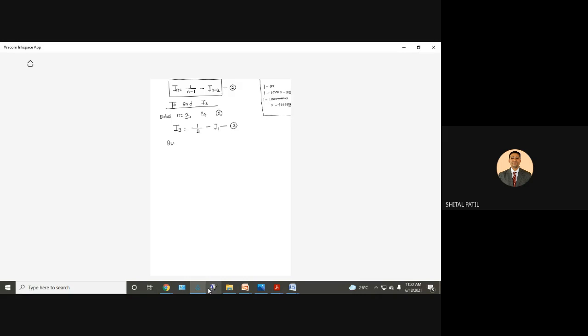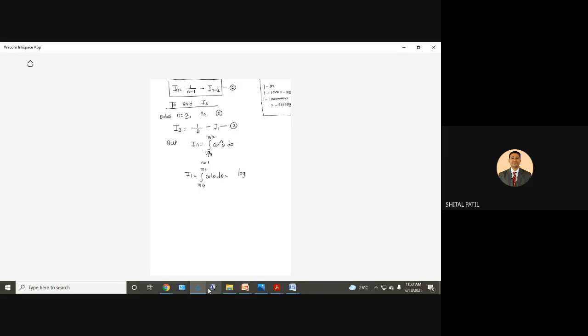But what is I1, from pi by 4 to pi by 2? What was the example? Cot raised to n theta d theta. So substitute n equal to 1. So I1 equal to integration from pi by 4 to pi by 2 of cot theta d theta.